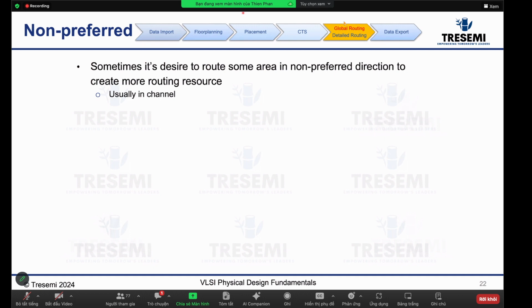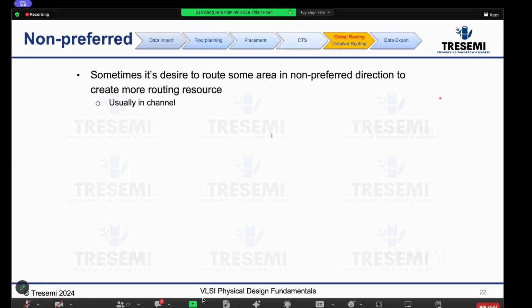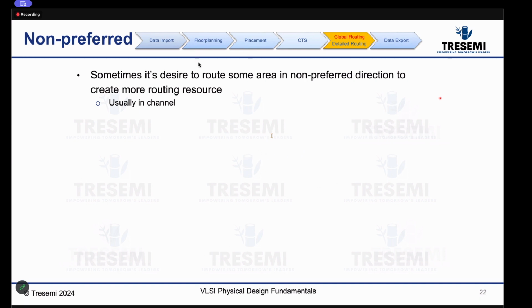I think we have a question here. How is the partial routing blockage calculated?